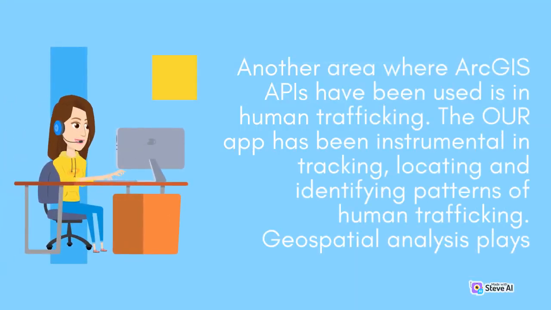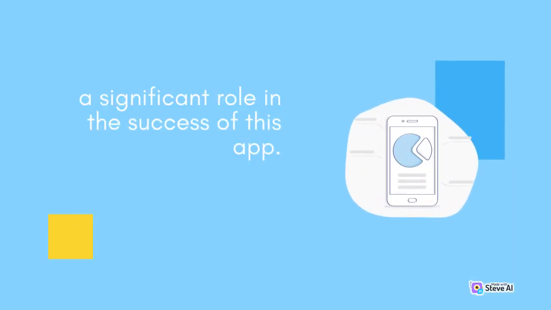Another area where ArcGIS APIs have been used is in human trafficking. The app has been instrumental in tracking, locating, and identifying patterns of human trafficking. Geospatial analysis plays a significant role in the success of this app.